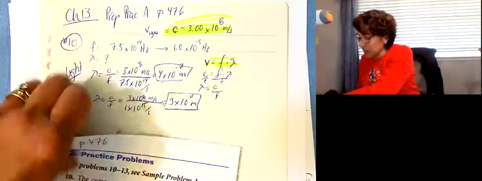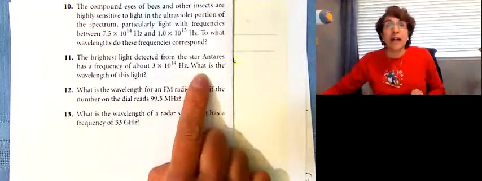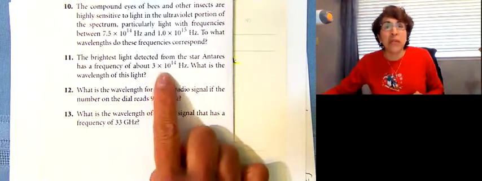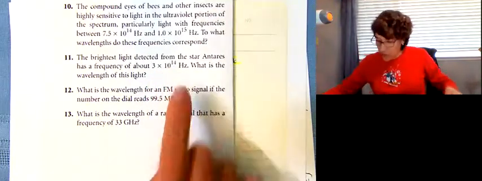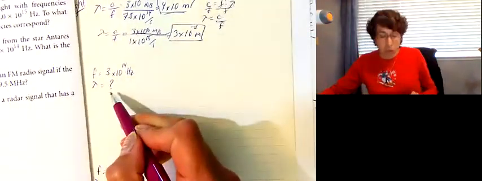All right, let's take a look at the next one. The brightest light detected from the star Antares has a frequency of 3 times 10 to the 14. What's the wavelength of this light? That should look very similar. They gave us the frequency and they want to know what the wavelength is.